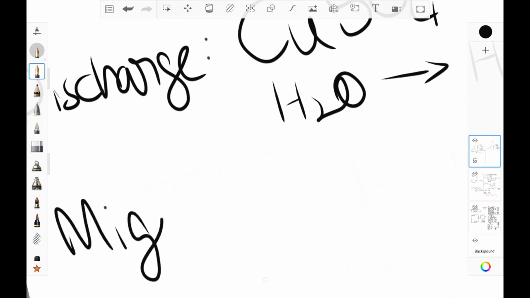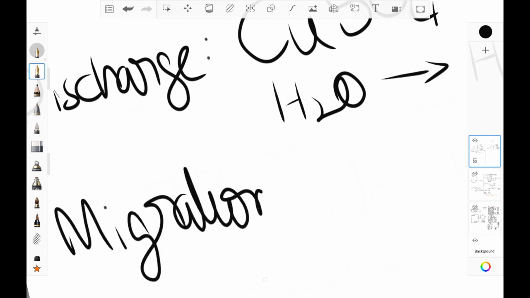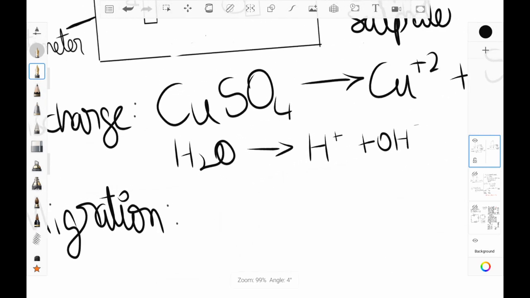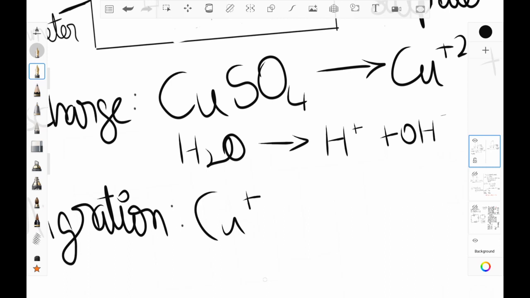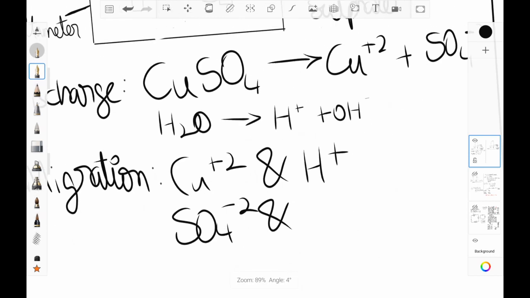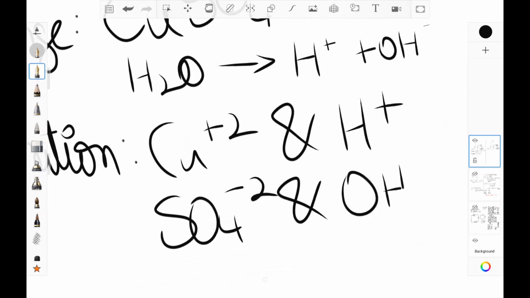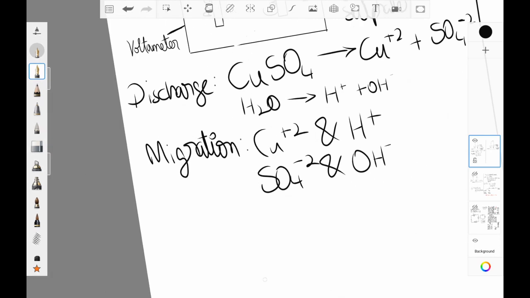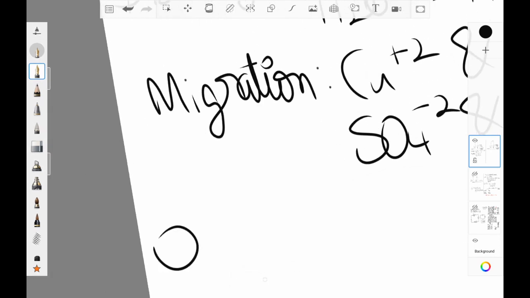Migration. So over here, basically, you're going to see the copper ions, Cu2+, and the hydrogen ions going to the cathode, while the sulfate ions, SO4 2-, and the hydroxide ions will be going to the anode. That's just the migration, which we finished. The discharge.